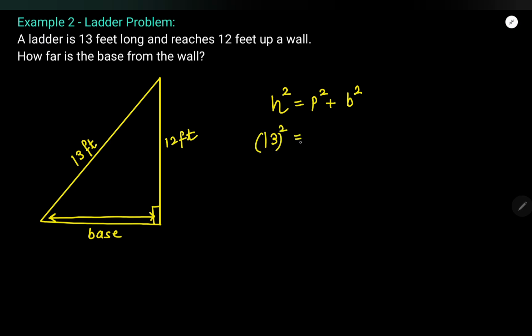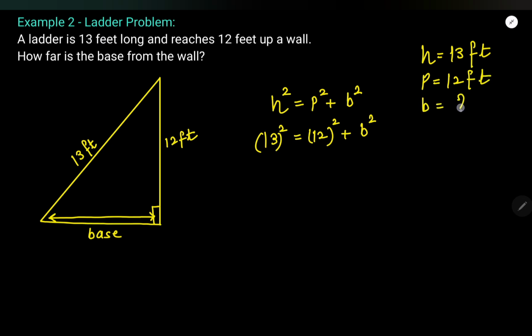Okay, 13 square. Perpendicular square is 12 square plus base square. Are you getting my point? I knew that h is equal to 13 feet and perpendicular is equal to 12 feet and base we need to find. Always note down these things, whatever you have. Out of these three things, 2 will always be given. Then you just substitute the values and find out the third one.